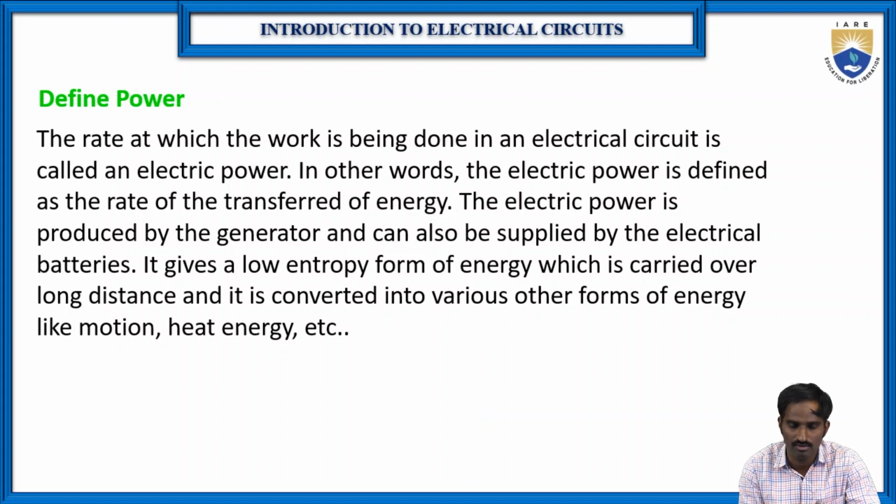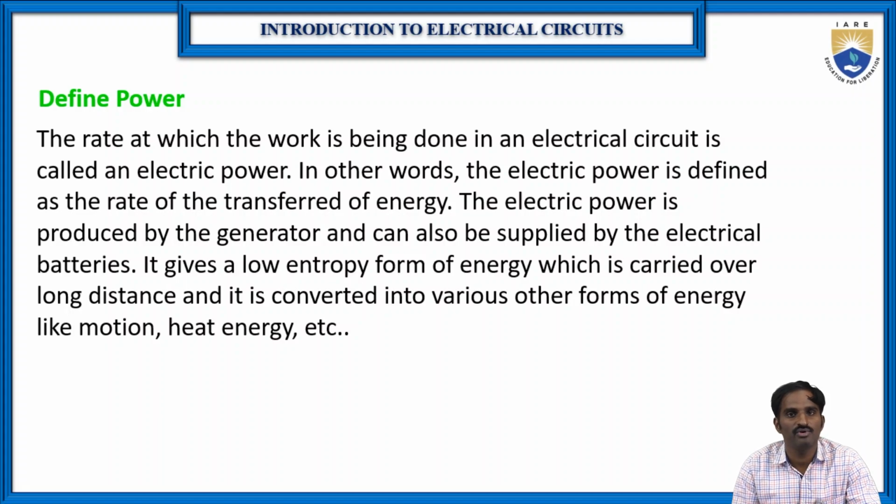Okay, work is done when electrons move from one point to another point, which means work has been done in an electric field. That's why this is electrical power. So the rate at which work is being done in an electrical circuit is called electrical power. Or in other words, electric power is defined as the rate of transfer of energy. At what rate the energy is transferring through a particular point is called electrical power.